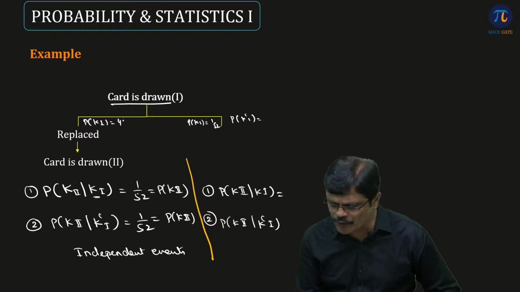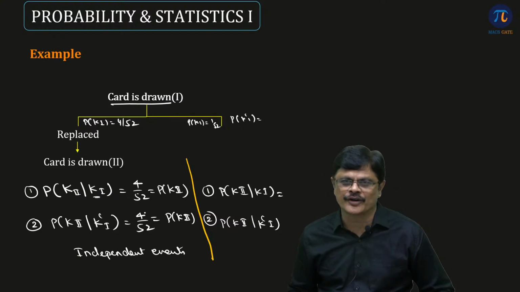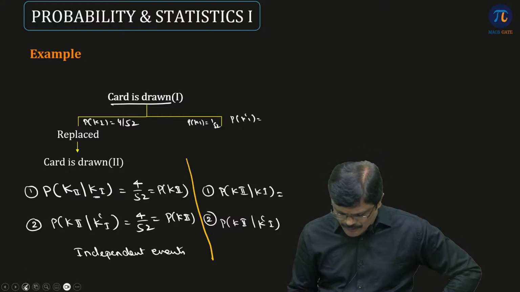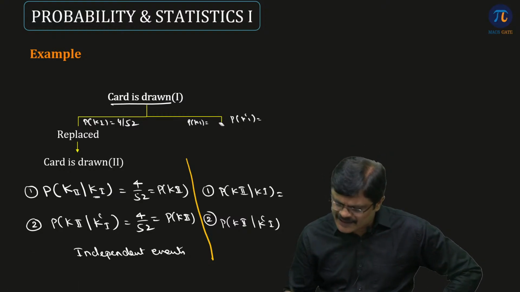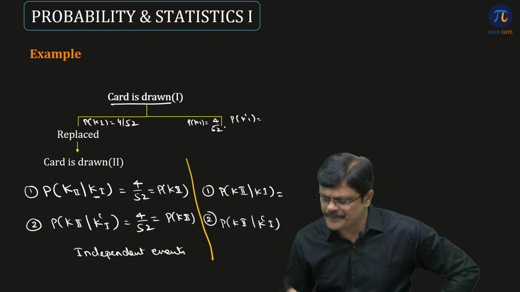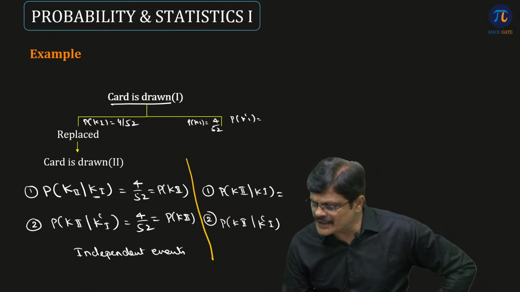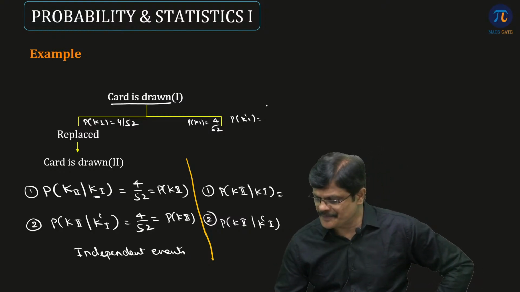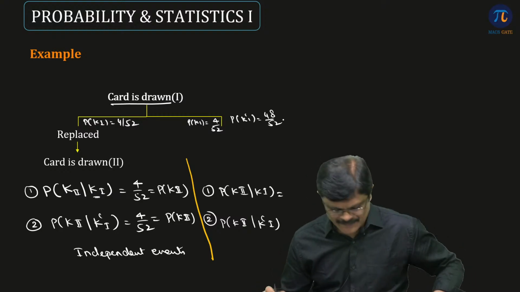It is 4 out of 52. Sorry for that. Am I clear? Now, what is the probability that you get a king in the first draw? 4 favorable out of 52. And what is the probability that you will not get a king in the first draw? How many are favorable? 48 favorable out of 52.